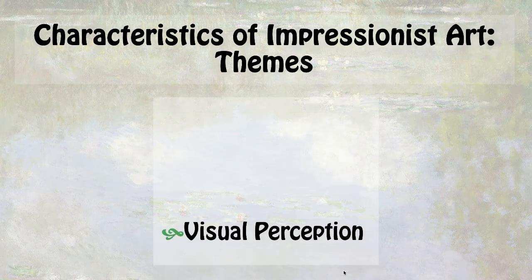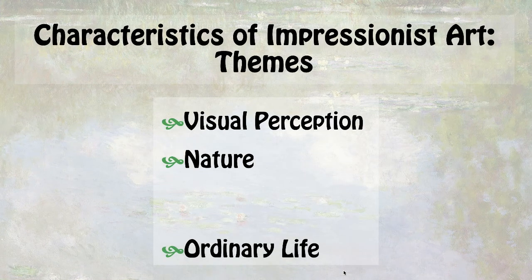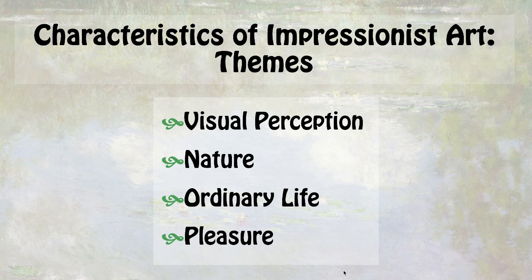Just to quickly review some of the characteristics of Impressionist art: the focus on the themes of visual perception. How do we see what we see and how do we interpret it? Nature, more as a backdrop rather than as a force against which human action is defined. Ordinary life by ordinary people, and especially the pleasures ordinary people take in their ordinary lives.